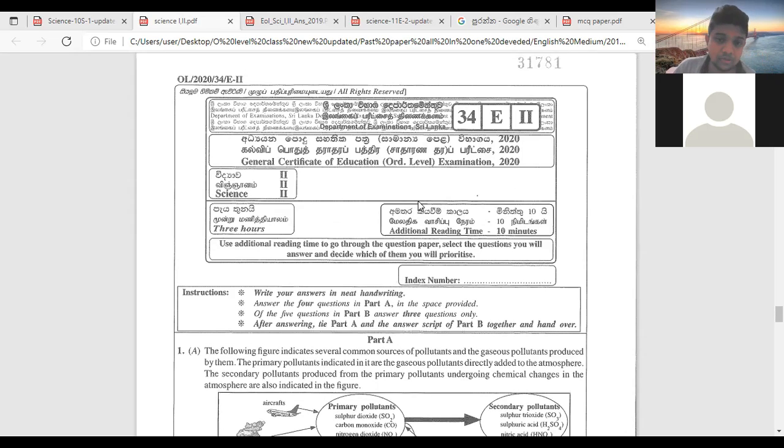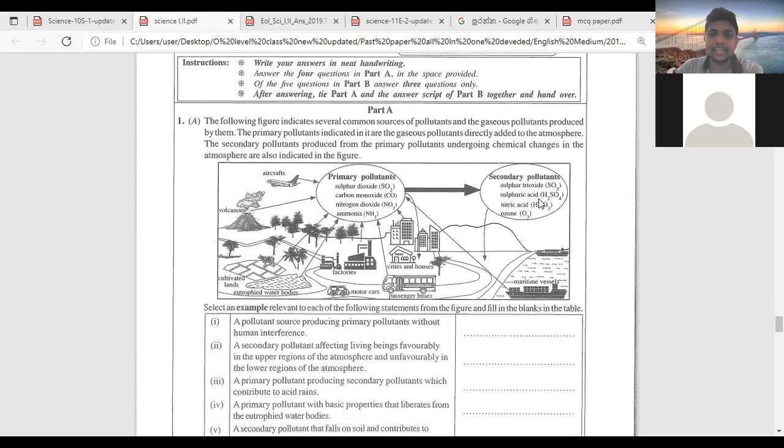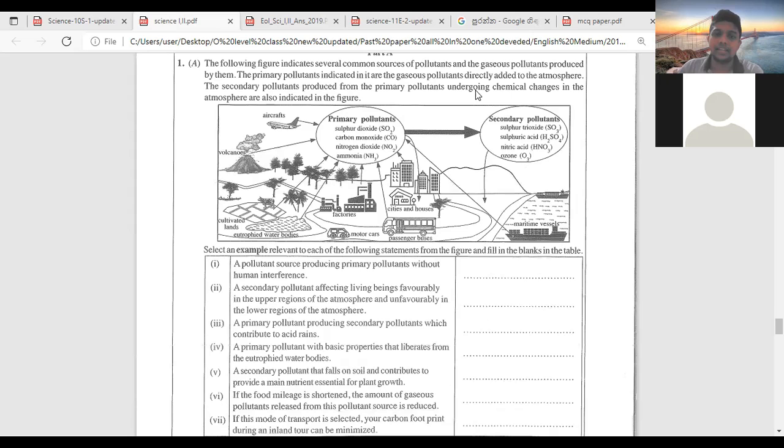In the structured paper, here I'm taking the 2020 paper, so you can understand the points. First of all, as I explained, for the MCQ you have to write the answers to 40 MCQs. The given time is 1 hour. Within 1 hour you have to answer the 40 MCQs, so for each MCQ you have 1.5 minutes.